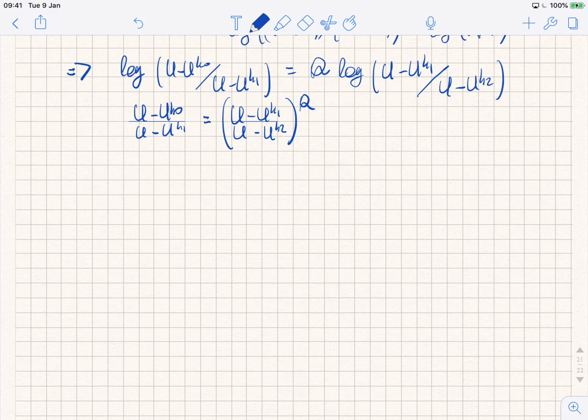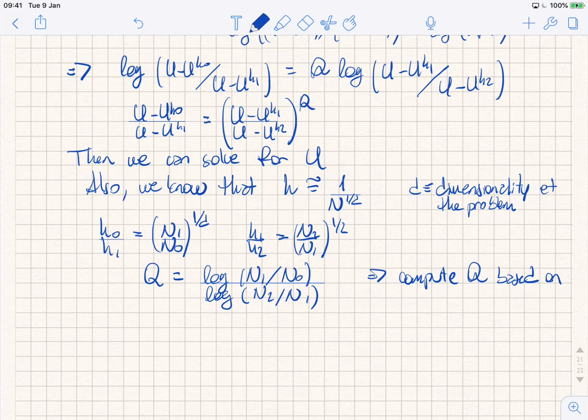Even if you don't want to work with your h values, but you want to work with degrees of freedom instead, right? You can also compute your Q. So you can also use this with p-FEM.